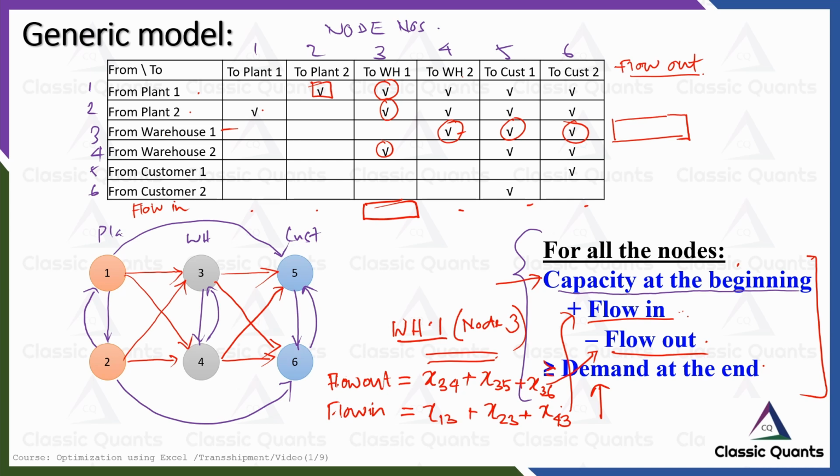This is neither a capacity constraint, nor a demand constraint, nor a transshipment constraint. This particular form of constraint covers all. It can be capacity, it can be demand, it can be transshipment also. So in that way it is a generic form. That was the thing I wanted to discuss here.